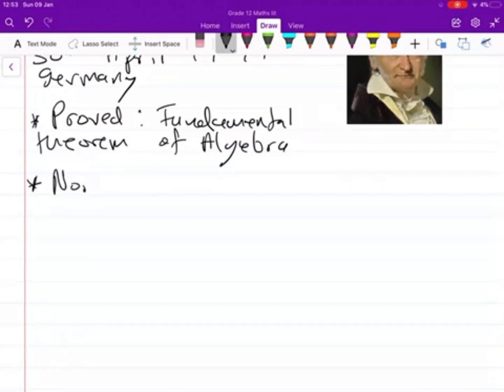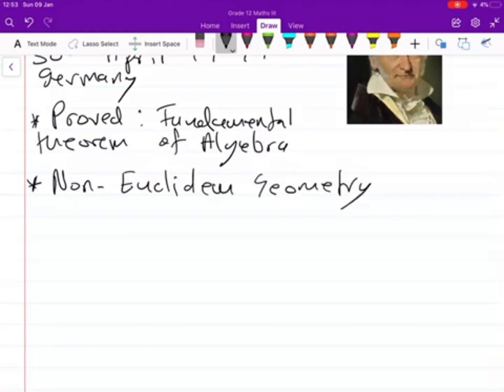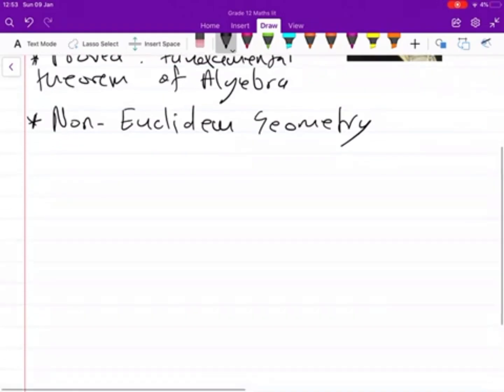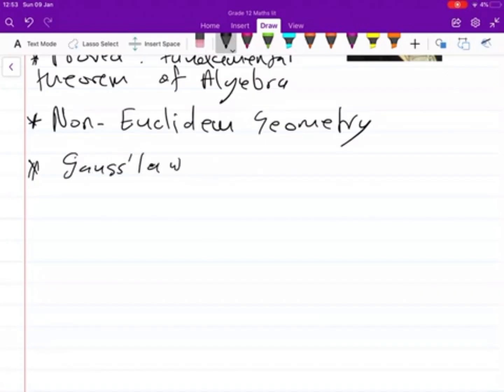He is believed to have discovered also non-Euclidean geometry. Okay, this is the geometry that Einstein was using for the most part in his theory of relativity. And of course, for those of you who are doing physics, he is responsible for Gauss's law of magnetism. So he's quite an important figure.